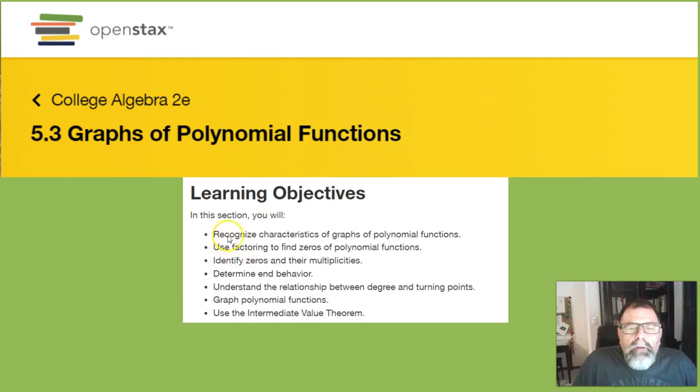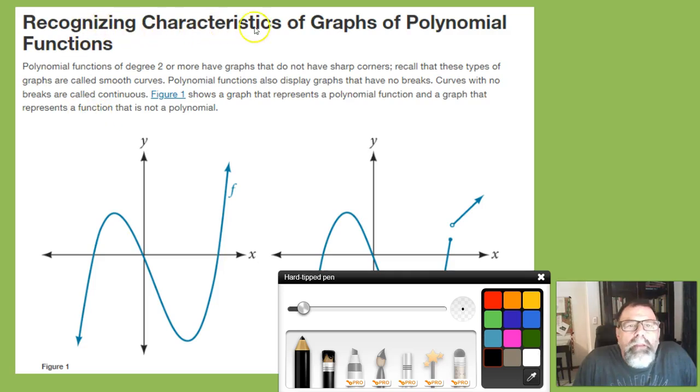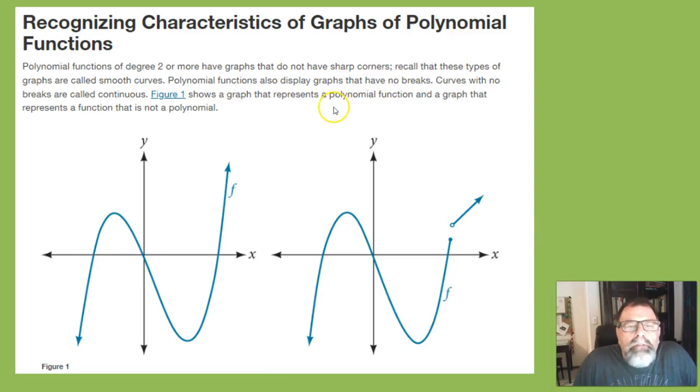Our first learning objective: recognize characteristics of graphs of polynomial functions. Polynomial functions of degree 2 or more have graphs that do not have sharp corners. Recall that these types of graphs are called smooth curves. Polynomial functions also display graphs that have no breaks, so we can draw them, remember, without picking up our pencil. So they're smooth, continuous curves. Curves with no breaks are called continuous.